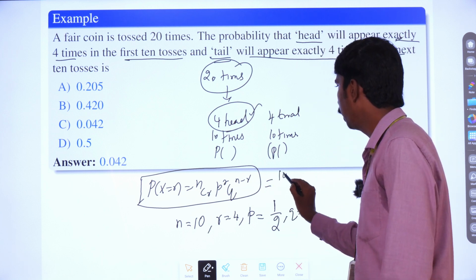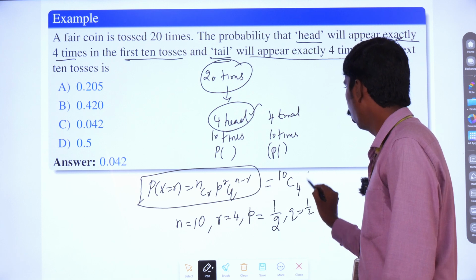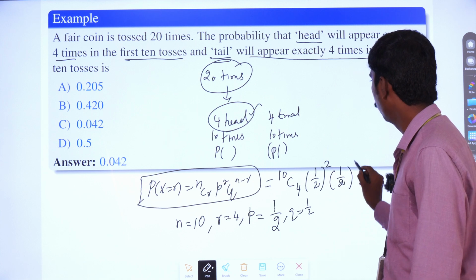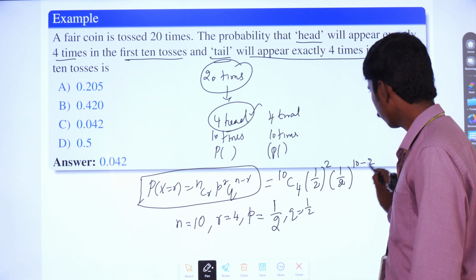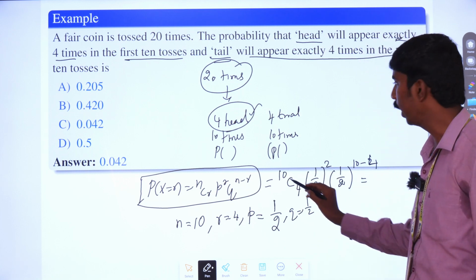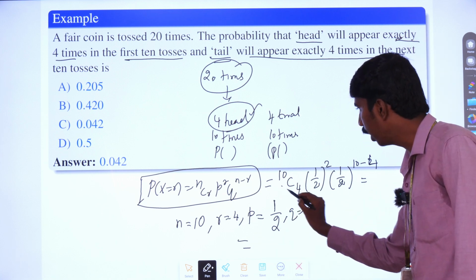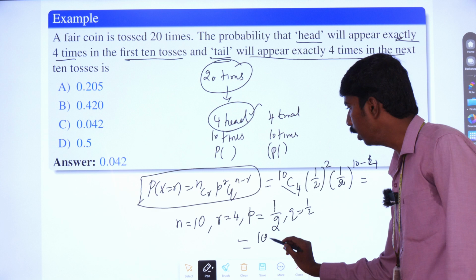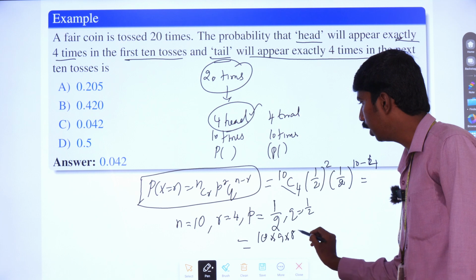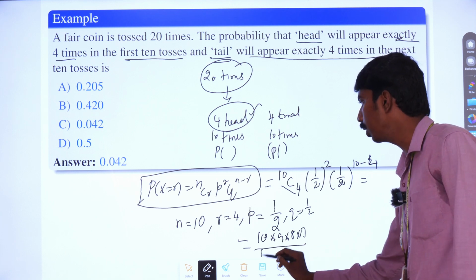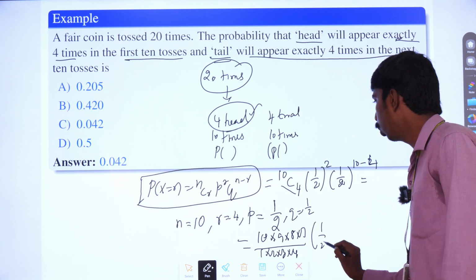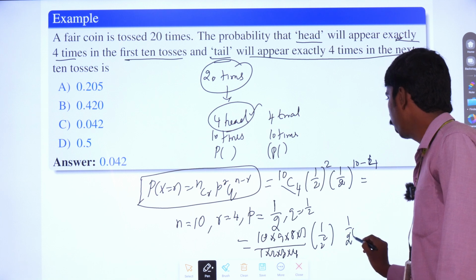Then I will substitute this. n is 10, then C, r is 4, then 1 divided by 2 to the power r, then similarly q is 1 by 2, to the power n minus r, that is 10 minus 4. So 10C4 can be written as: you start with 10, and the number of terms is 4, that is 10 into 9 into 8 into 7, the denominator with 4 terms, 1 into 2 into 3 into 4, then 1 by 2, that whole square, then 1 divided by 2, that's 6.